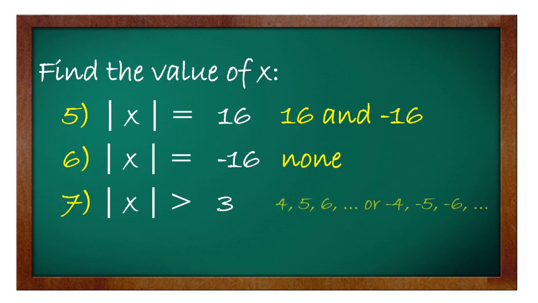So, ibig sabihin, we have 4, 5, 6, and so on, or negative 4, negative 5, negative 6, and so on. Okay? Remember, or stands for union. Next, absolute value of x is less than or equal to 2.